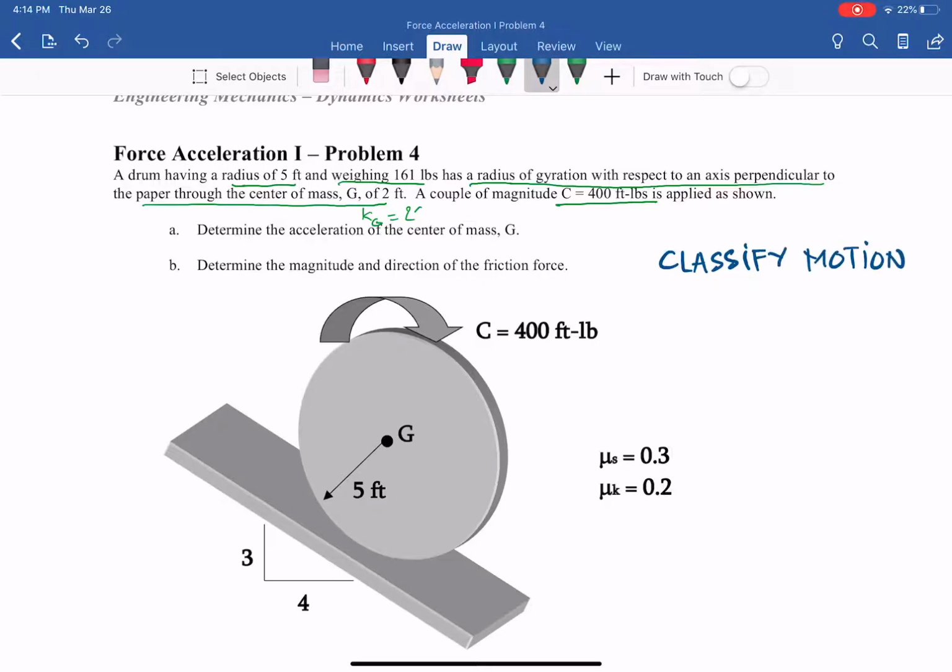And this is a drum and only one body, and it translates going down the incline, and it also rotates clockwise, so it will be a GPM motion, GPM, general plane motion. And the second step, we find out the properties.